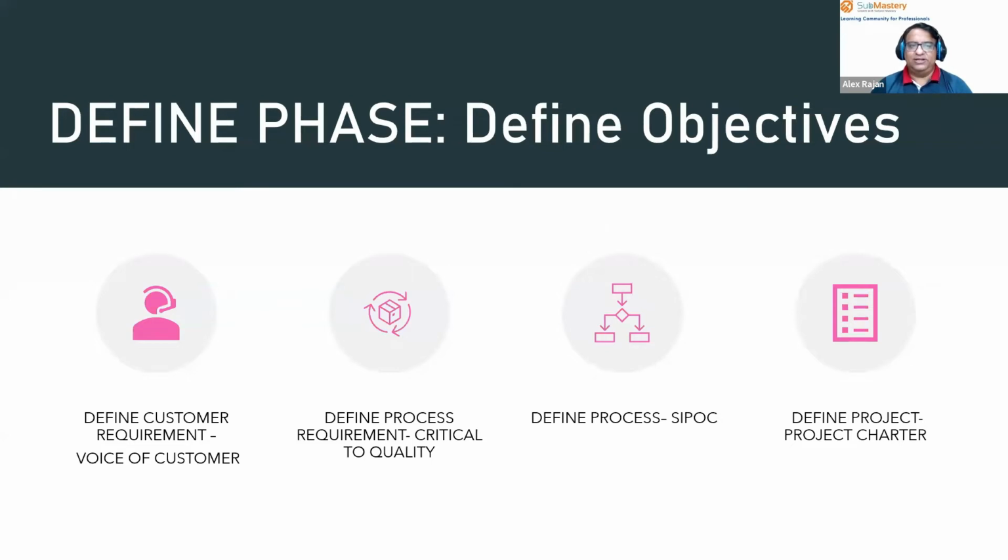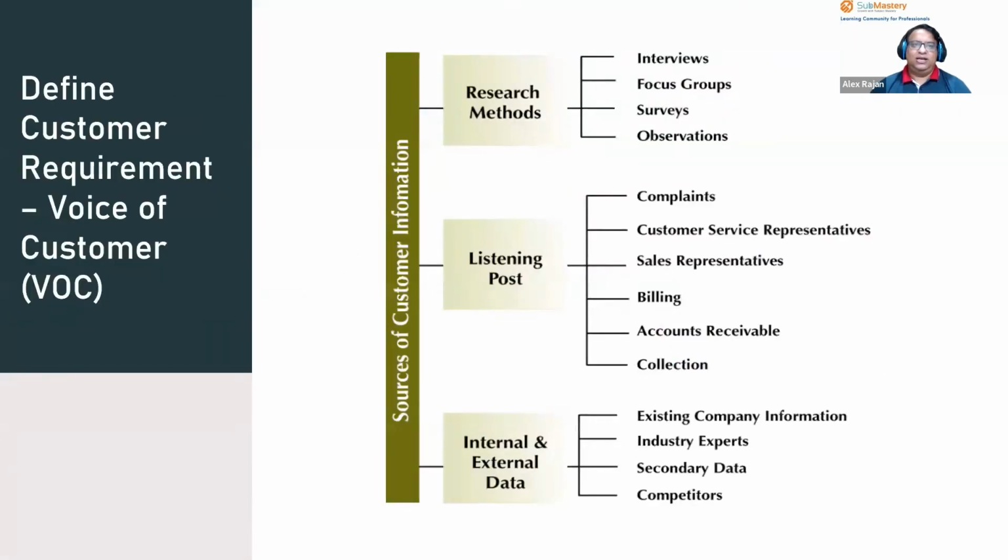We define the customer requirement by V.O.C or voice of customer. We define the process requirement called CTQ or critical to quality. We define the process in which we are doing the project using SIPOC or a macro level process map. And we define a project using a project charter. And let us see what this V.O.C is all about.